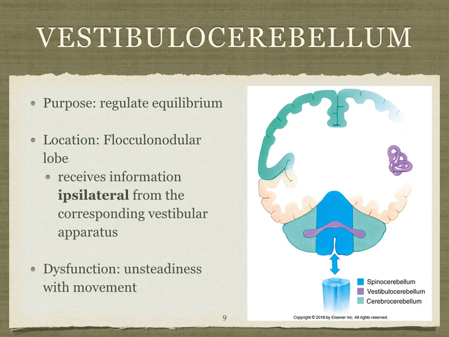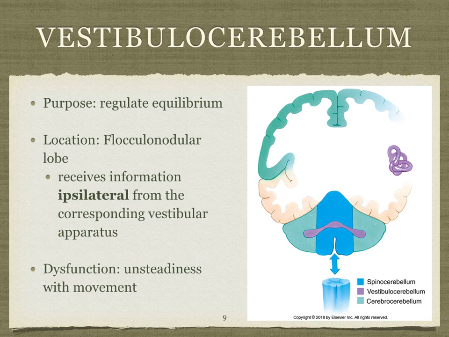All right, so let's delve into the vestibulocerebellar region. This is also the location of our flocculonodular lobe, one of the lobes of the cerebellum, and the main purpose of this structure is regulating equilibrium. Within the name, we see vestibulo, which is our vestibular system, and cerebellum. So we can identify through the word what its function is going to be.